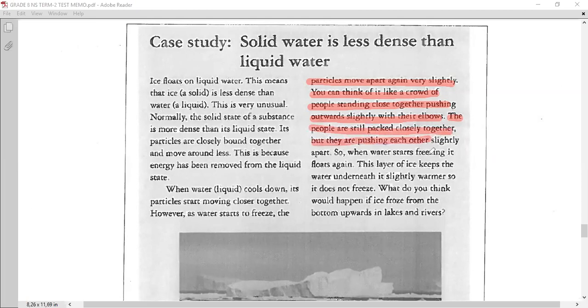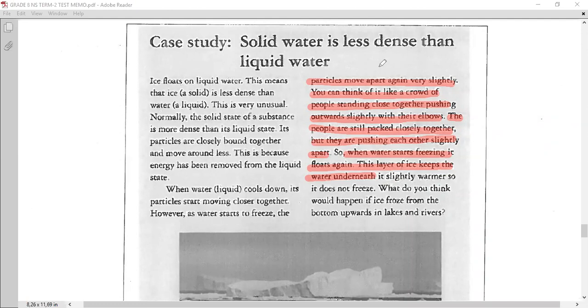So when the water starts freezing, it floats. This layer of ice keeps the water underneath, okay? So when it starts to freeze, those crystals of ice go up. Why? Because they have lower density. They go up and float on the water. The water underneath is slightly warmer, so it does not freeze.